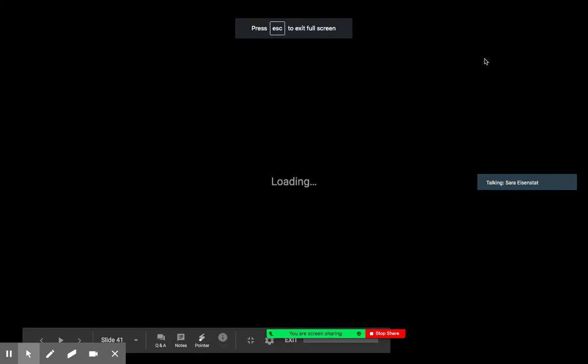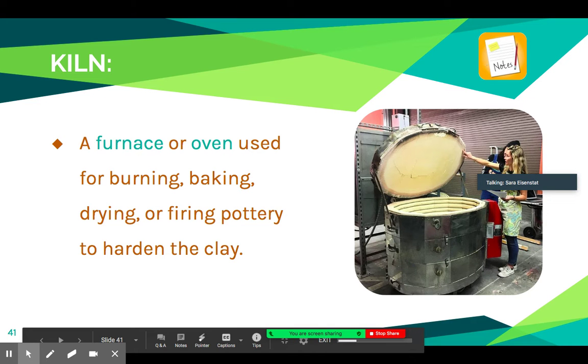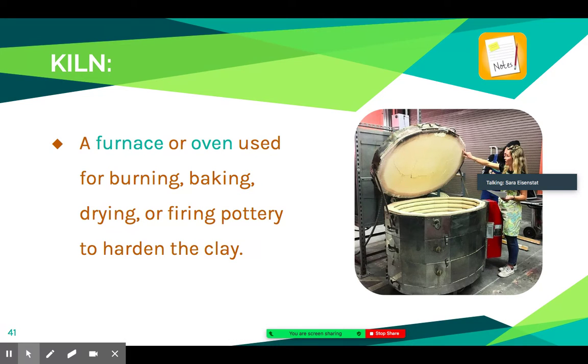A kiln is an oven that we use to drive out all the extra moisture and fire the pottery. So we fire pottery twice. We fire it once to drive out the water, and then a second time after we glaze it. So this oven or furnace will cure the pottery, harden the clay, and reveal a finished product with no moisture.